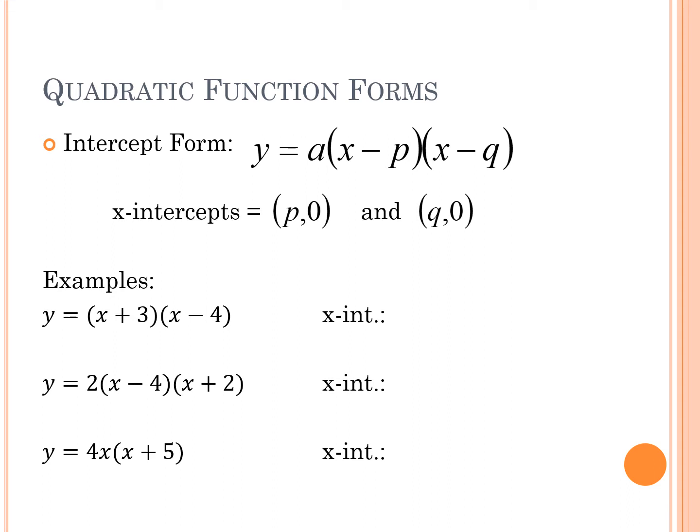For these intercepts, it really doesn't matter which one comes first. Again, if you have a negative a, it's going to open downwards. If it's positive, it's going to open upwards. And how large a number that is will impact how steep it is. So go ahead and write down what the x-intercepts would be for these functions.